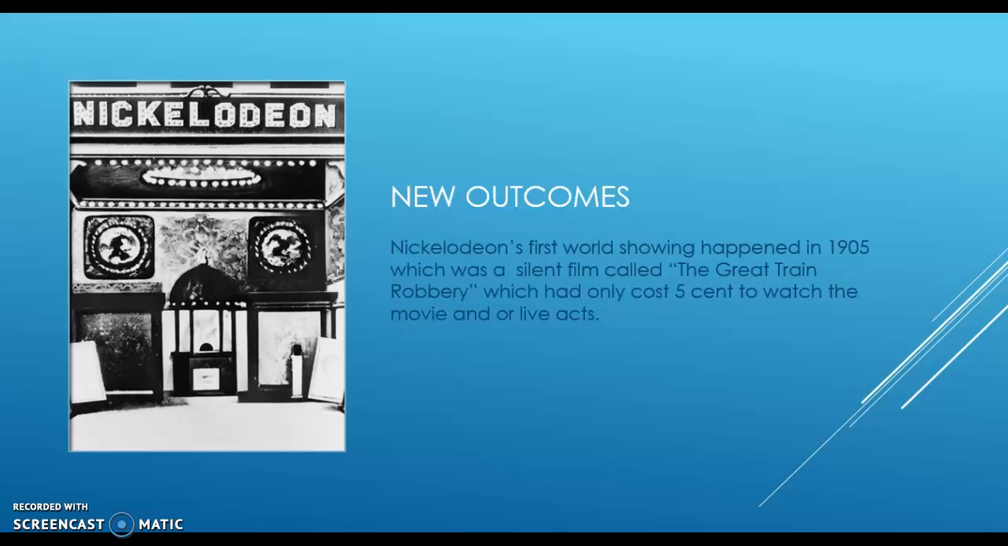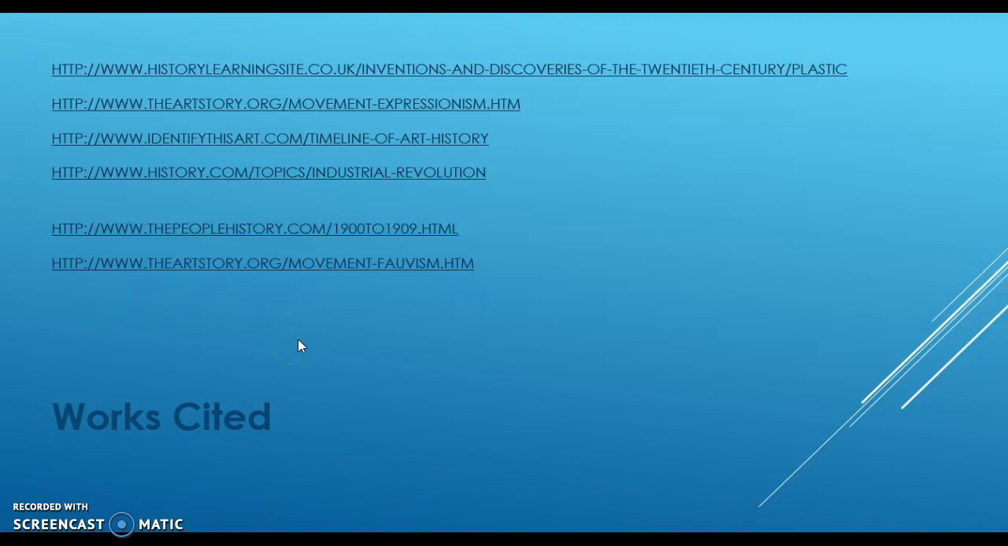Though 1905 had many new outcomes, it had a huge one, which was Nickelodeon's first world showing, which was a silent film called The Great Train Robbery, which had only cost 5 cents to watch. You could see it in movies or you could see it in live acts. Right here on the left is the theater itself, and the title of the theater is actually in fact Nickelodeon, so they had their own theater and stuff.